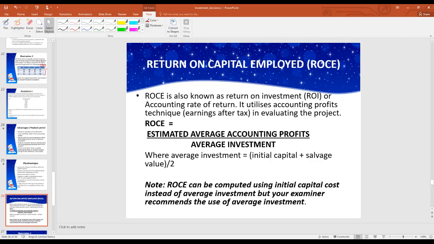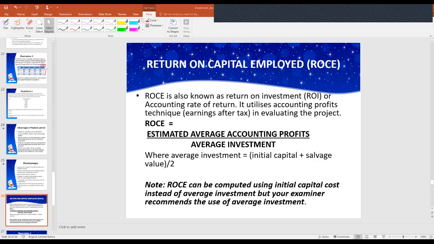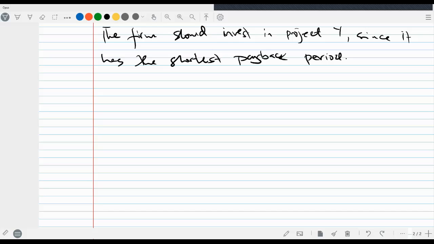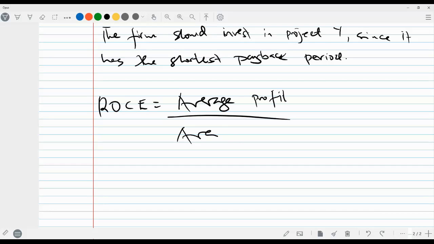Conventionally, we normally use the average basis method. We have the formula as it is given there. Let's explain a bit further on our notes here, where we see that the return on capital employed is given as average profit divided by average investment.